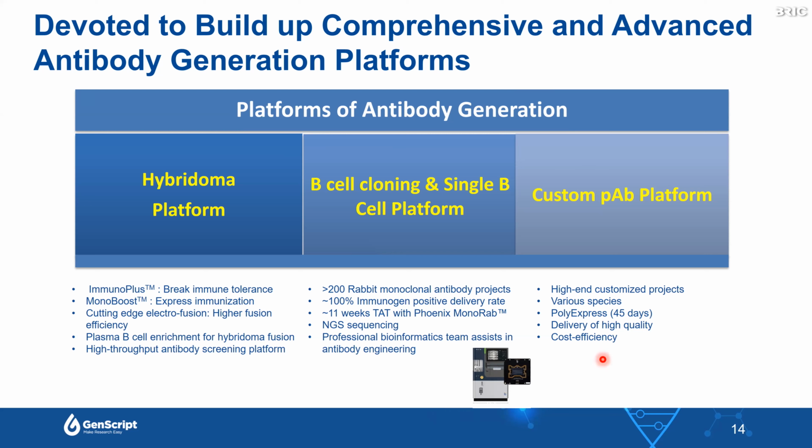In the polyclonal platform, we can provide high-end customized projects in different species like rat, mouse, rabbit, or goat. We utilize our proprietary techniques to speed up polyclonal antibody production to 45 days. We deliver high-quality products at cost-effective value.